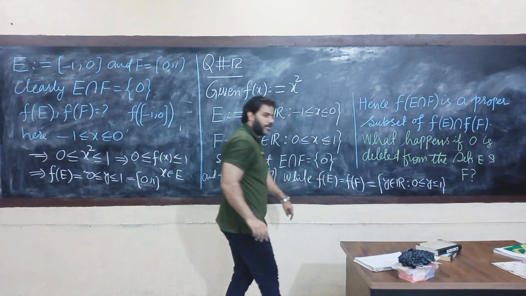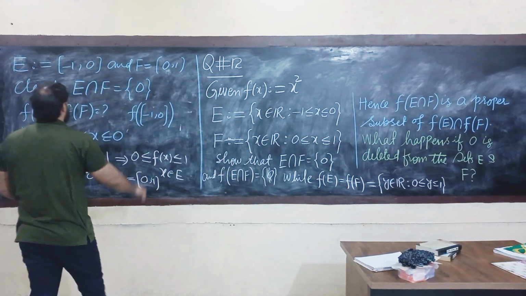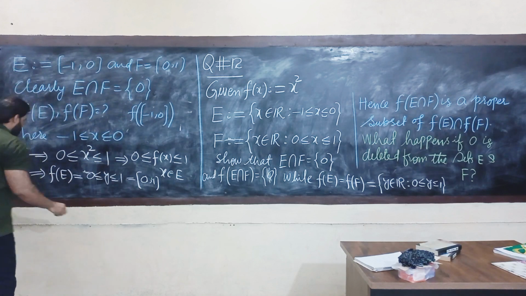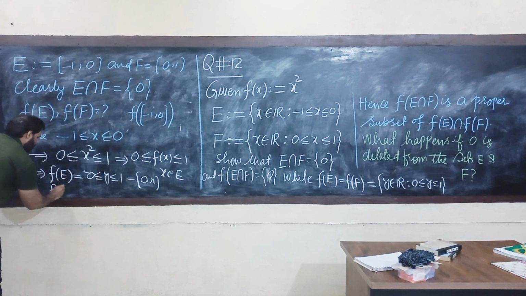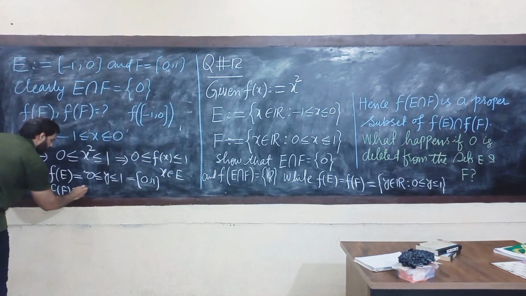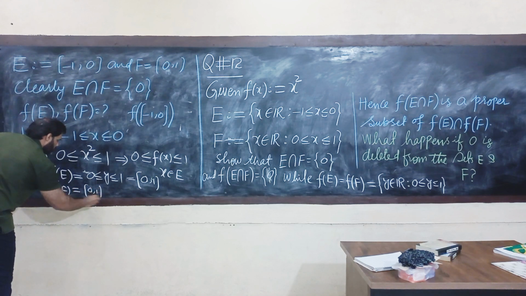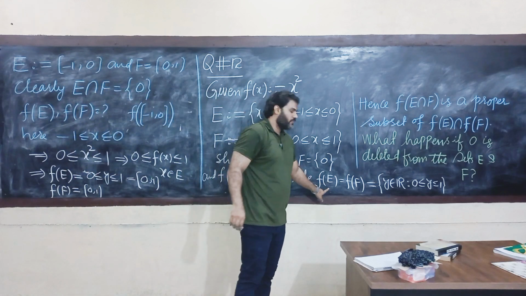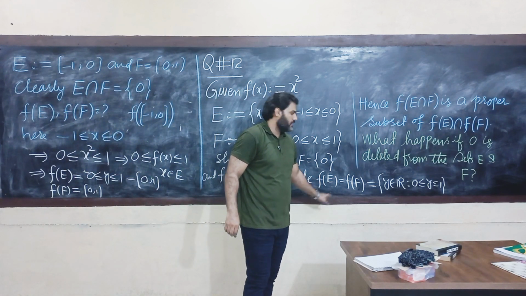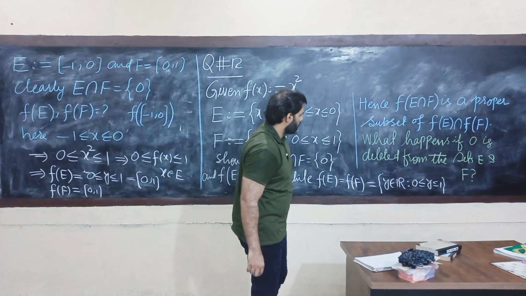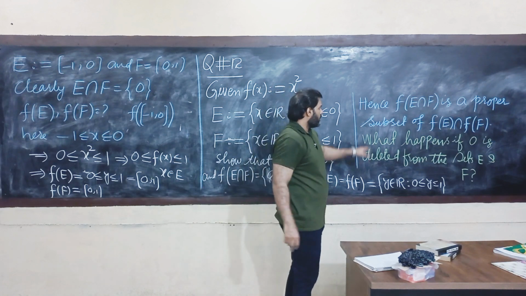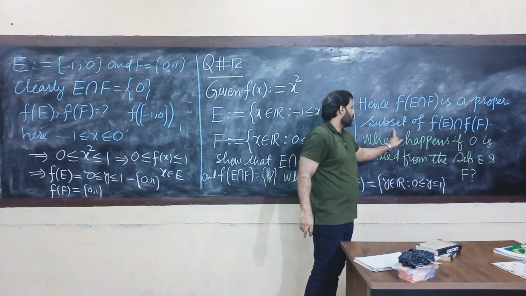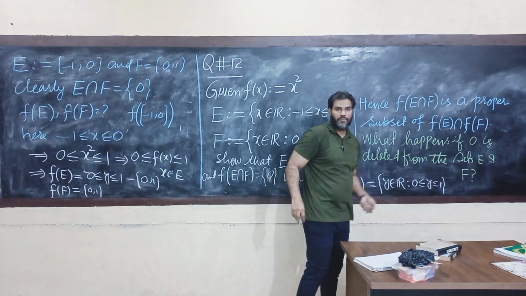Similarly, when you apply mapping f on this set F, then again we will have the same result. You can check f of F is equal to the closed interval 0 to 1 also. So this shows that the direct image of both sets E and F under the mapping f is the same, that is the closed interval 0 to 1. Next we have to show that f of E intersection F is a proper subset of f of E intersection f of F.